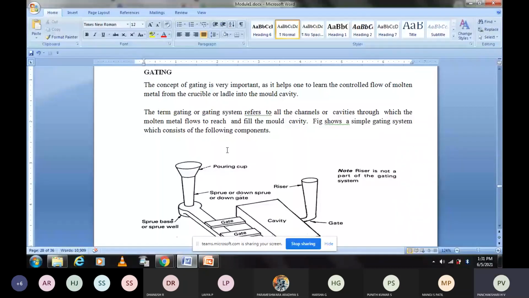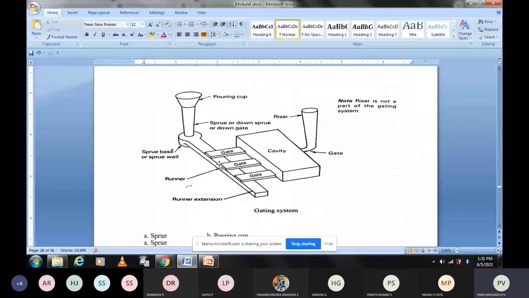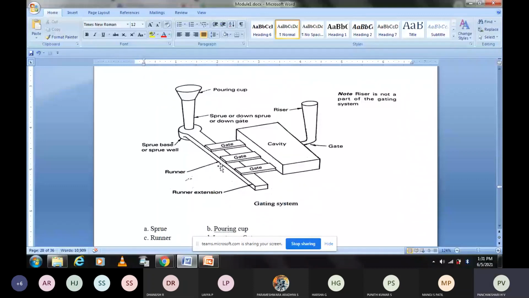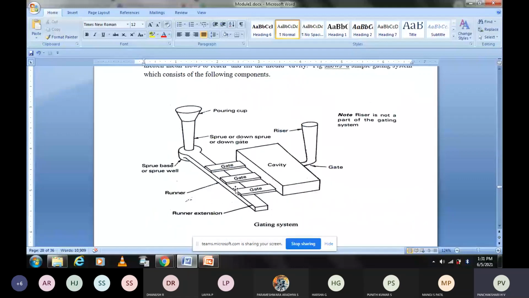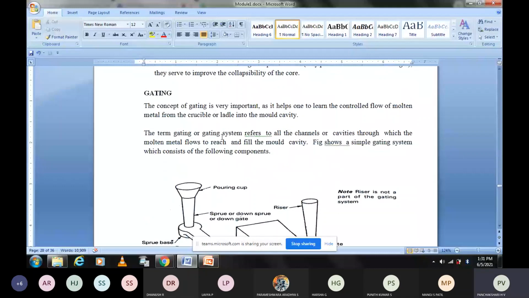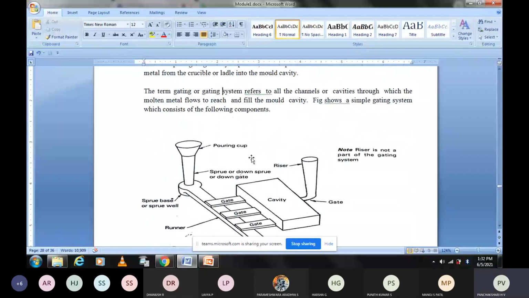Already I explained what is gating, what is gate, what is runner, what is riser. All these things I have already explained. Once again we will go, because this is a separate system which is to be designed properly in the mold. So what is a gating system?